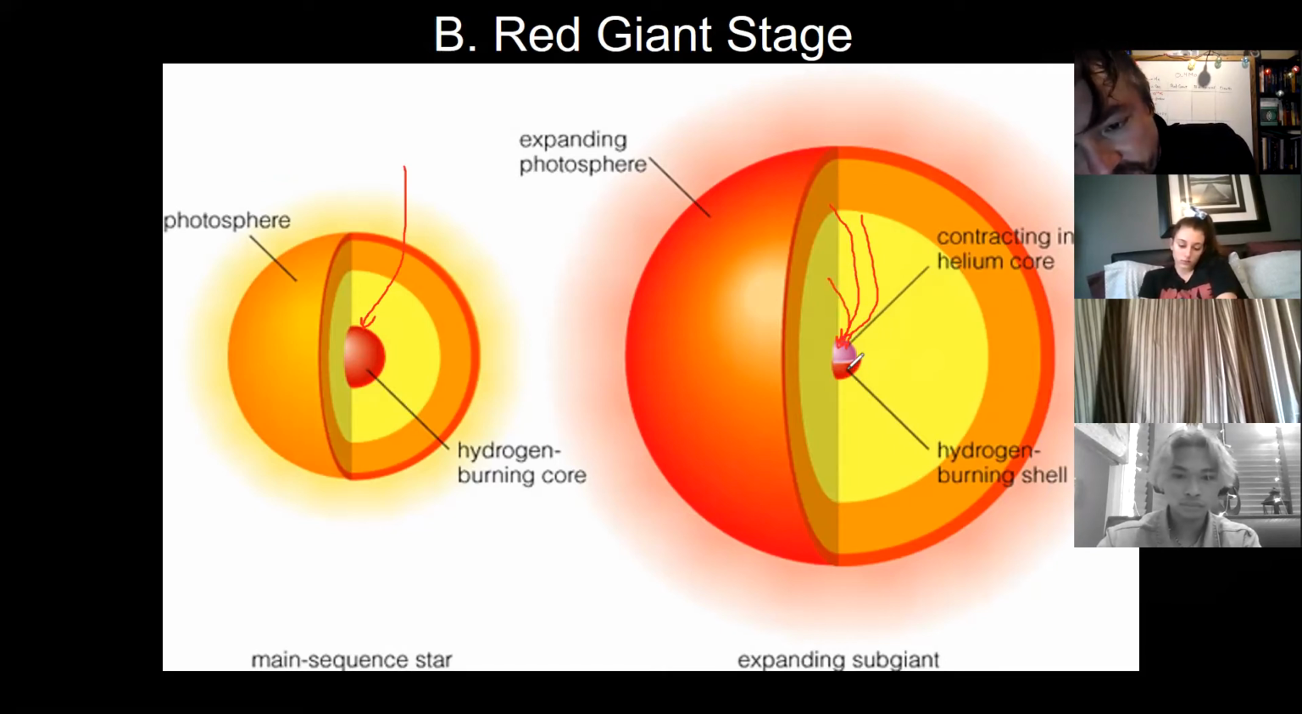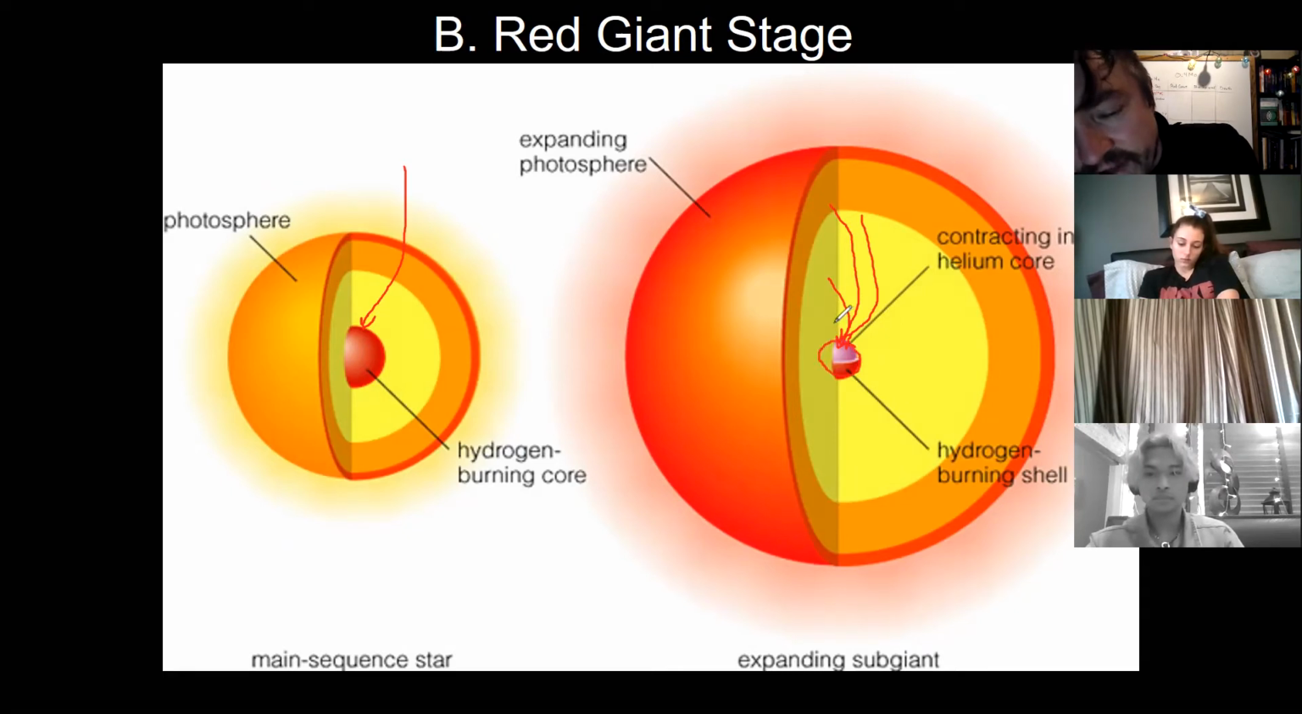And eventually it'll get to a point where you have used up all of the hydrogen that can be fused inside the core, and your core now becomes a big degenerate lump of helium that's holding itself together by degeneracy pressure.